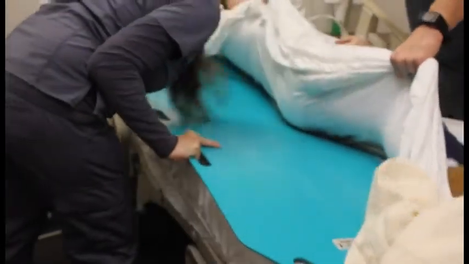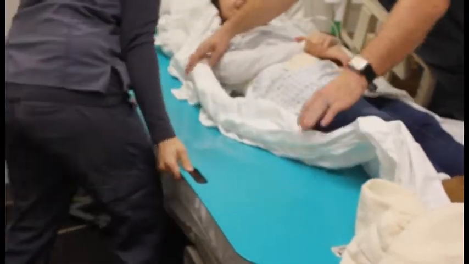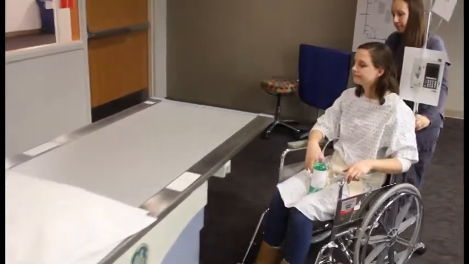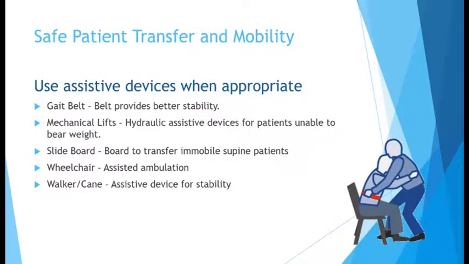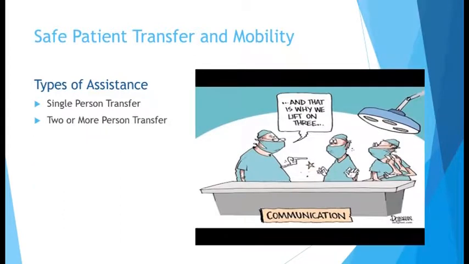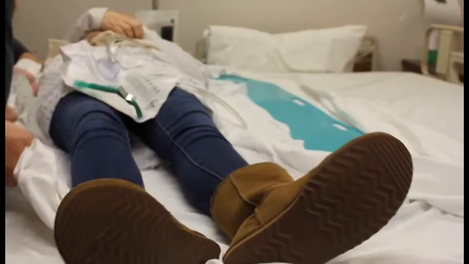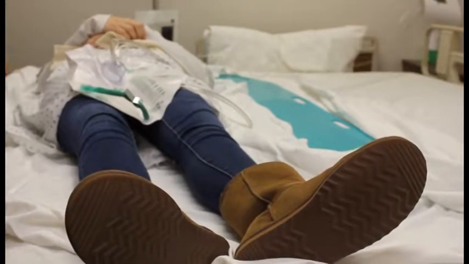Slide boards. Boards used to transfer immobile supine patients. Wheelchairs, assistive devices for ambulation, and walkers or canes, assistive devices for stability. Types of assistance. Single person transfers or two or more person transfers.